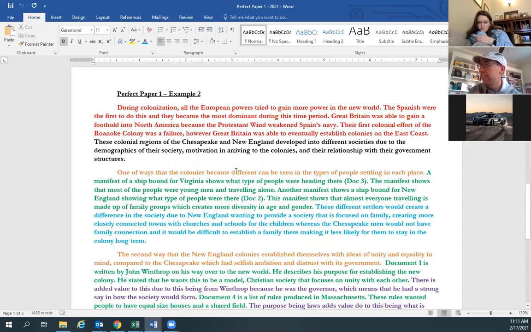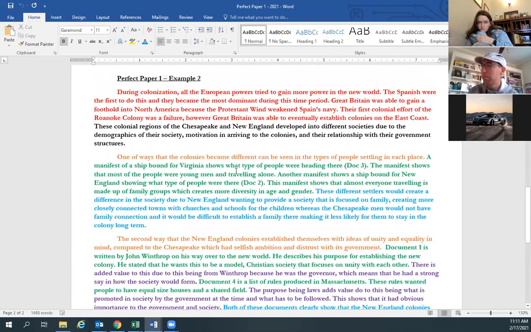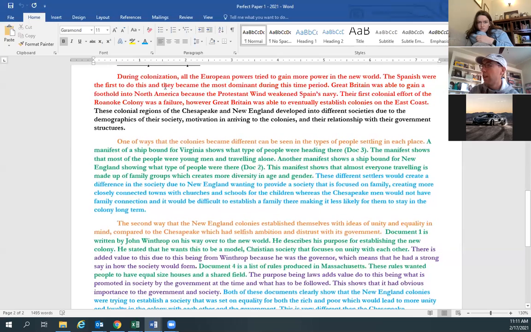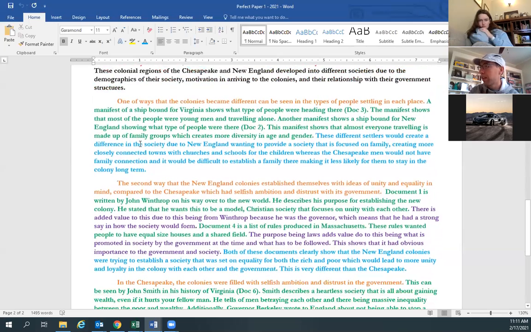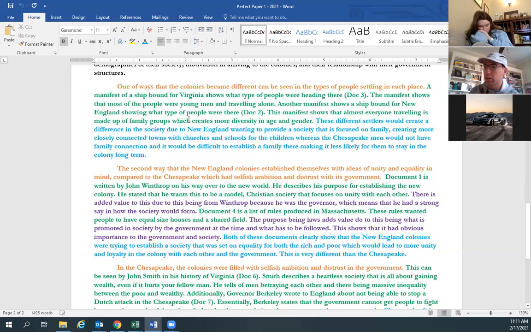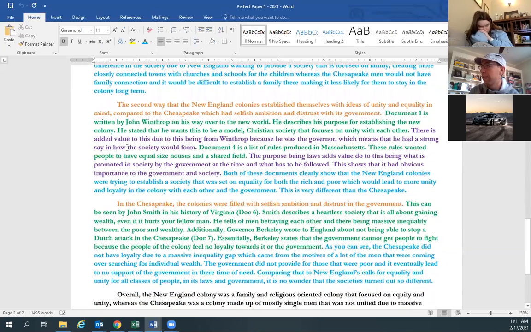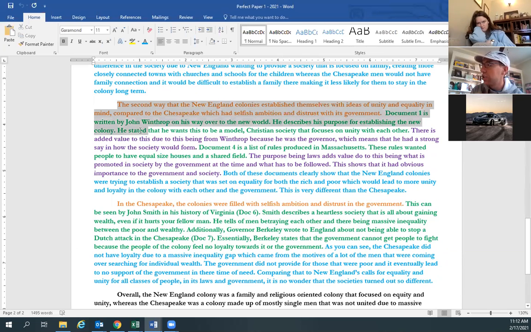How most of you guys did it is my second example paper. All right. First paragraph's identical. Second paragraph, first argumentative paragraph, identical. But it's down here. So my first thing I do is in my topic sentence, I explain the second way that the New England colonies established themselves with ideas of unity and equality in mind, compared to the Chesapeake, which had selfish ambition and distrust with the government.